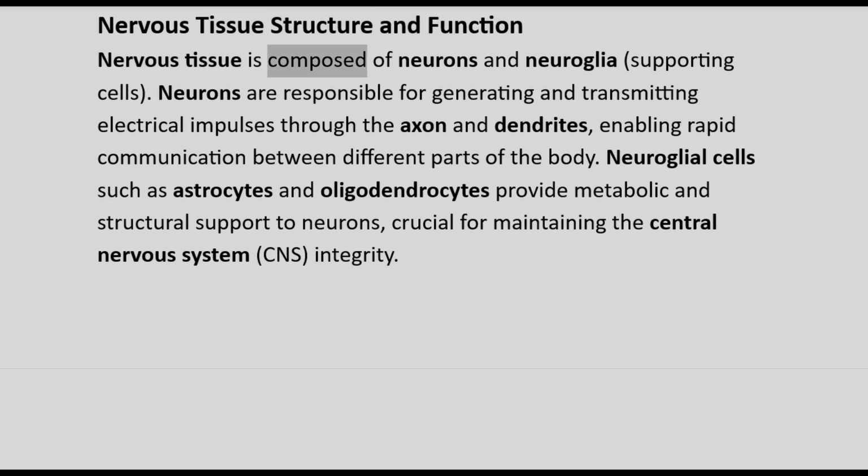Nervous tissue structure and function. Nervous tissue is composed of neurons and neuroglia, supporting cells. Neurons are responsible for generating and transmitting electrical impulses through the axon and dendrites, enabling rapid communication between different parts of the body. Neuroglial cells such as astrocytes and oligodendrocytes provide metabolic and structural support to neurons, crucial for maintaining the central nervous system, CNS, integrity.